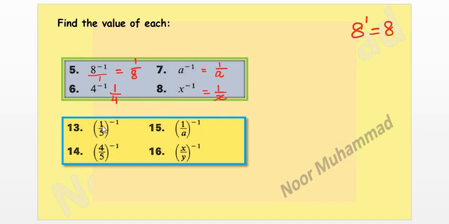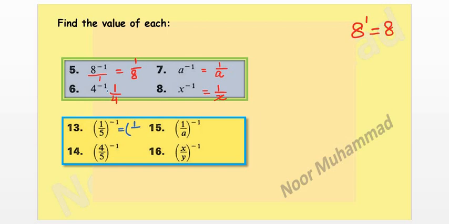Now what about these 4 questions? In my previous slide I explained that if you want to change this negative index into a positive one, flip the base or take the reciprocal of the base, right? So if you want to take the reciprocal of the base, just take this denominator to the numerator's place and take this numerator to the denominator's place.